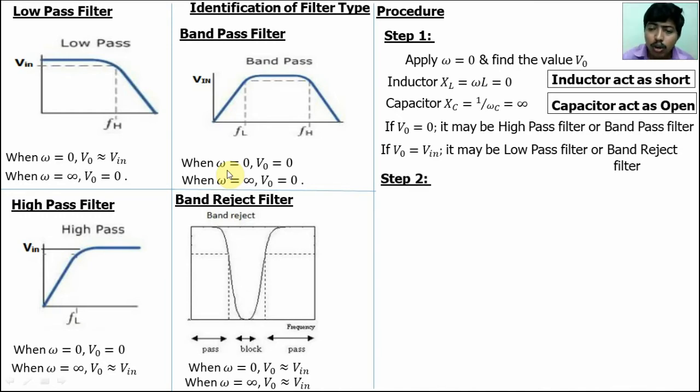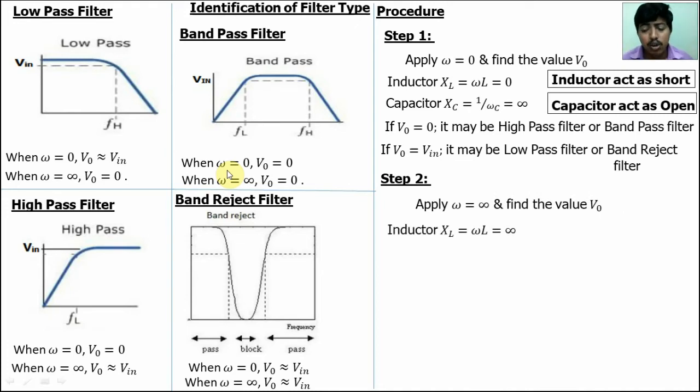Step 2, find V0 when omega is equal to infinite value. Now, inductor reactance XL is equal to omega into L, omega is equal to infinite. Substitute here, we will get XL is equal to infinite. Reactance infinite means high resistance. High resistance means no current flow, so open. So inductor acts as open.